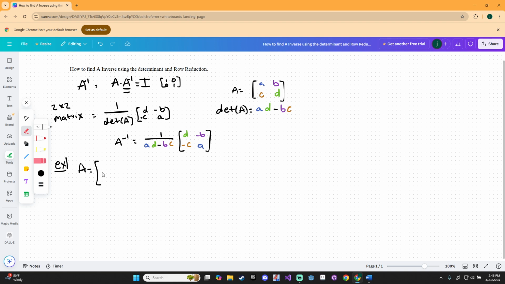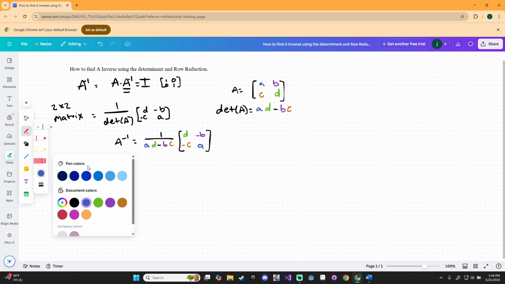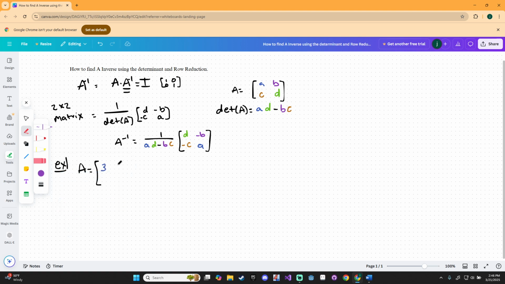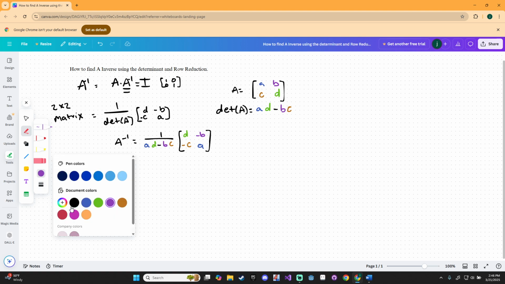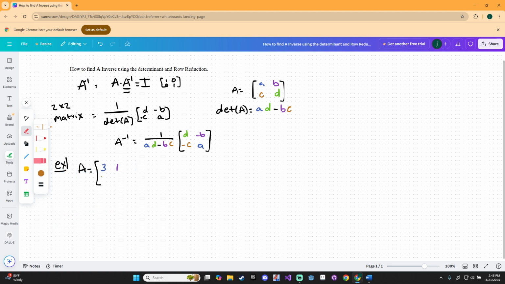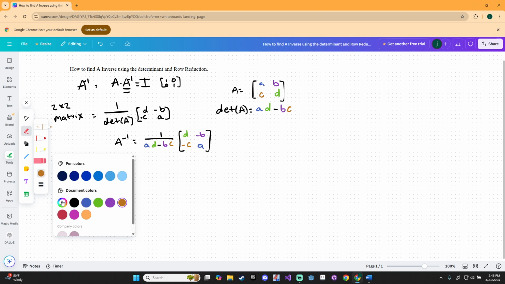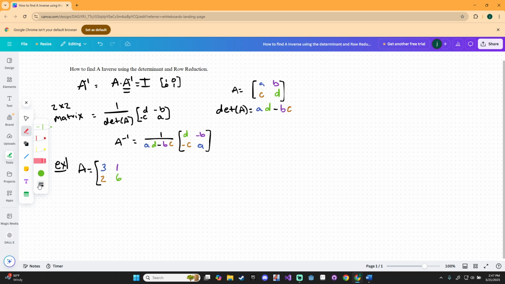if A is equal to 3, 1, 2, and 6, you can see what that would look like to find your inverse matrix.